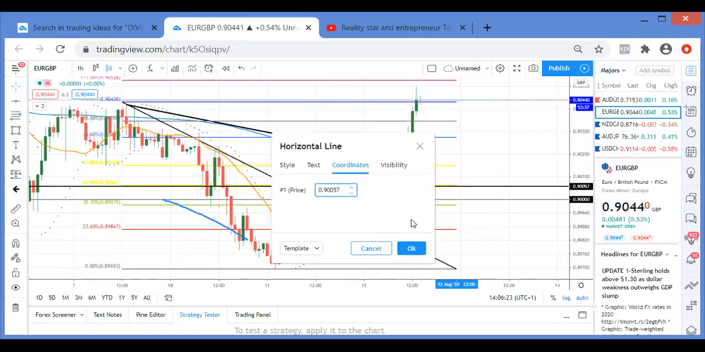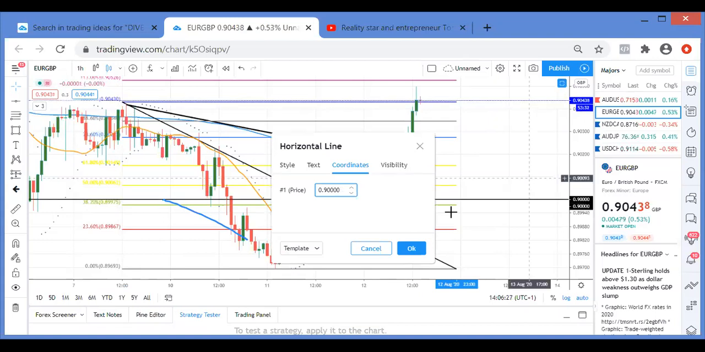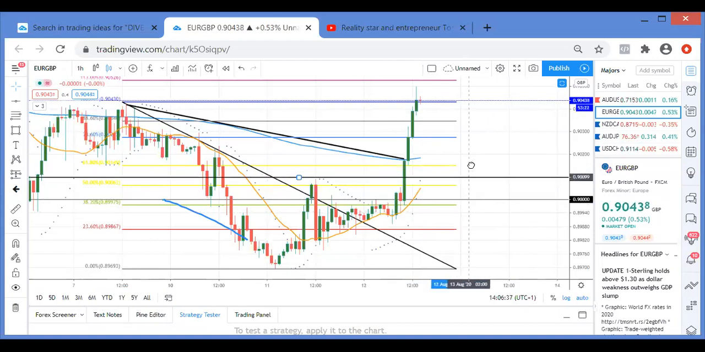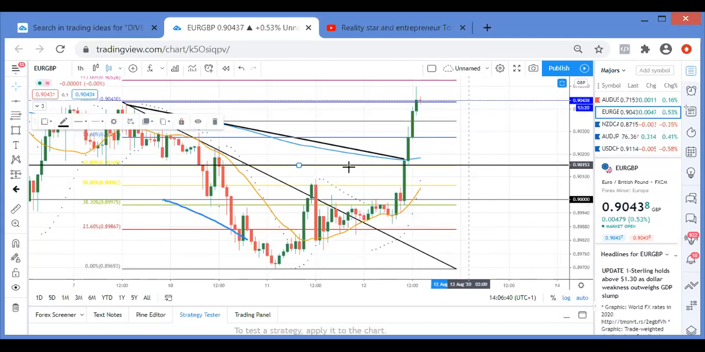0 0 0 0. Enter. Nope. Look, it's too low down. It needs to be above the 50, within the zone. Okay, so let me test the 61.8. So I tested that. So let me put it there quickly.